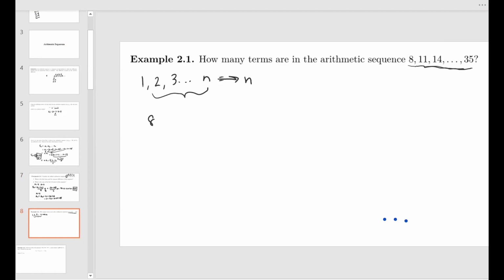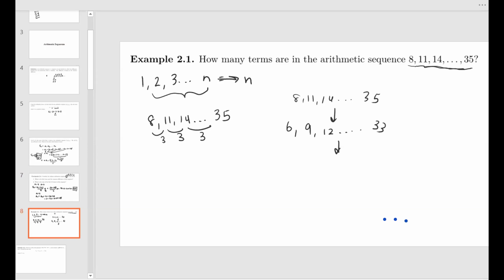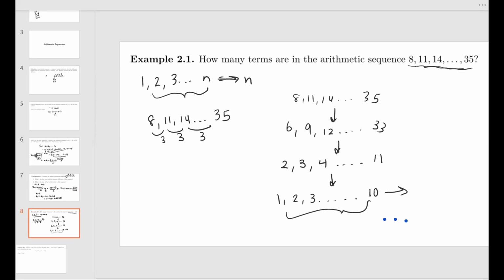To do this, we notice that we want to get consecutive numbers, and since our common difference is 3, dividing by 3 would give us numbers that differ by 1. But that gives us fractions, so we want to subtract 2 from each term in the sequence. If you subtract 2 from each term, we get 6, 9, 12, all the way up to 33. And now we can divide each term in this sequence by 3. This gives us 2, 3, 4, all the way up to 11. And then if we subtract 1 from each term, we get 1, 2, 3, all the way up to 10. And in this sequence, there are 10 integers.